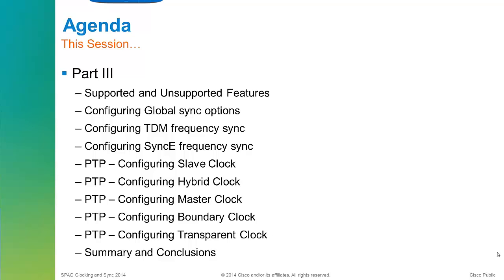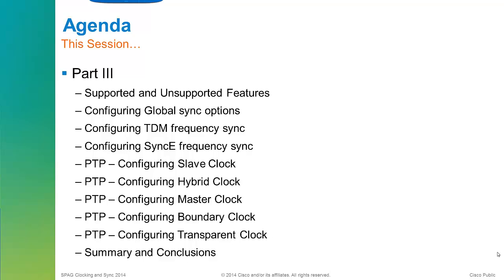on our SPAG products. First, we'll go through the supported and unsupported features, which we touched on in part two. Then we'll look at configuring the global sync options, things that you require before you even start configuring the specific sync requirements. Then we'll look in turn at how to configure TDM sync, how to configure synchronous Ethernet for frequency sync, and how to configure PTP. We'll cover slave clock, hybrid clocks, master clocks, boundary clocks, hybrid boundary clocks, even transparent clocks.